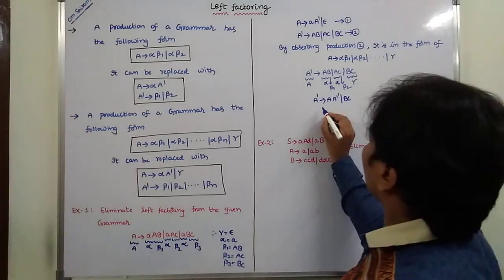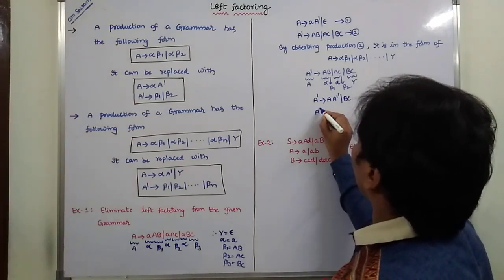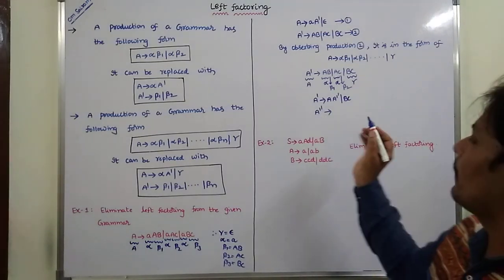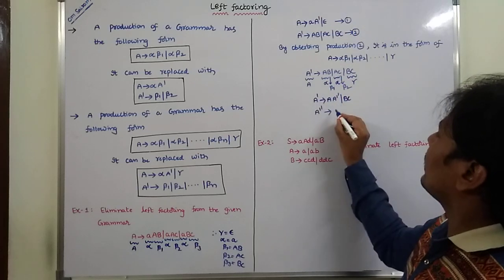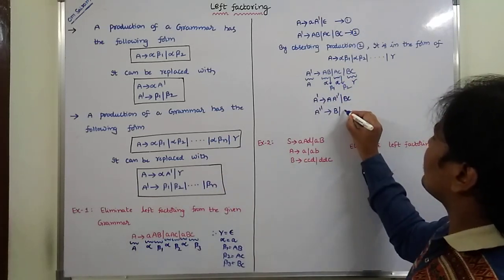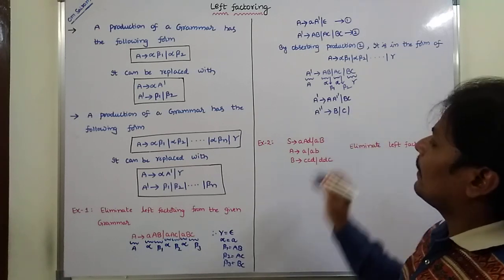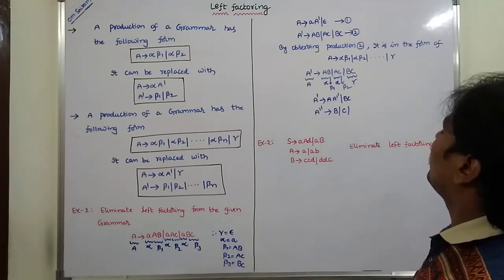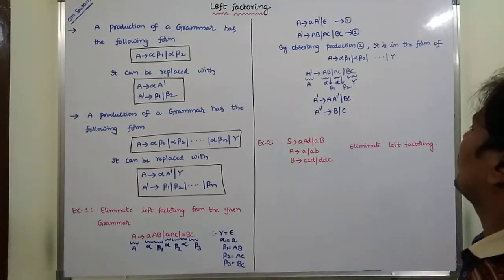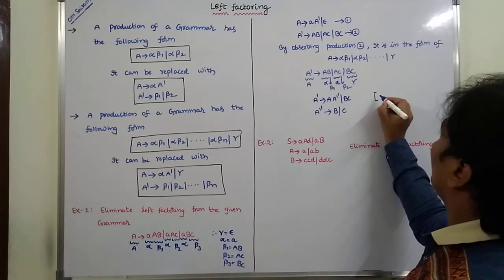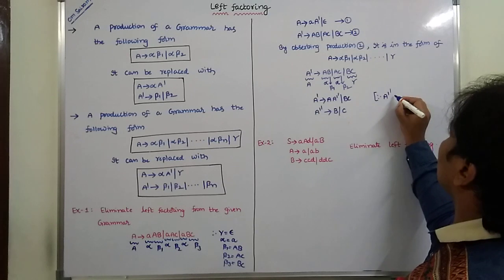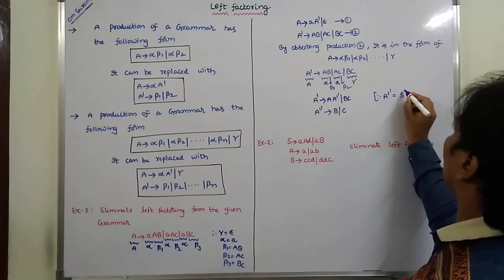Okay. Next one is A dash dash tends to beta 1. Beta 1 is B. Beta 2 is C. Beta 2 is B or C. Okay. So now A dash dash can be determined as S.